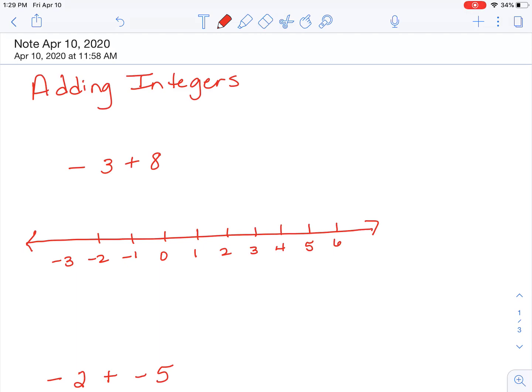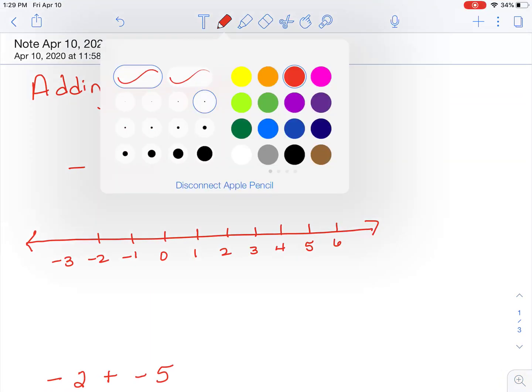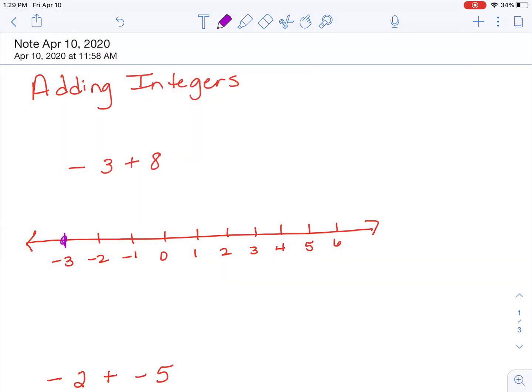So, first problem here is negative 3 plus 8. So we're going to start at negative 3. And we're going to add a positive 8. So if it's positive, that means I'm going to move to the right. I'm going to move to the right 8 spaces. So 1, 2, 3, 4, 5, 6, 7, 8. So my answer is 5.